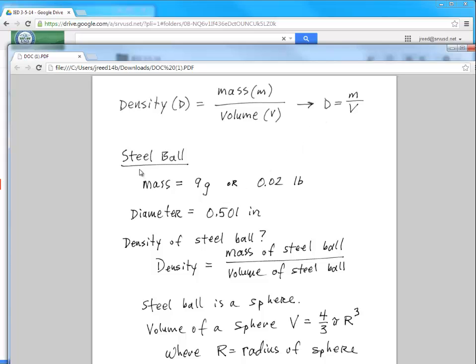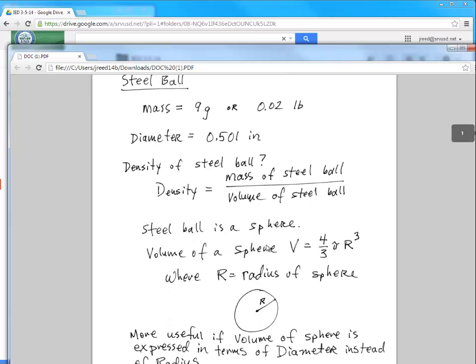So as an example, we measured the properties of a steel ball, and we found that the mass was roughly 9 grams or 0.02 pounds. We found that the diameter was about half an inch. In this case, it measured out at 0.501 inches. So what is the density of that steel ball? Well, it's the mass of the ball divided by the volume.